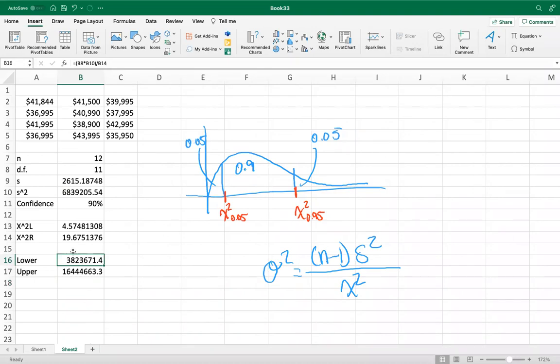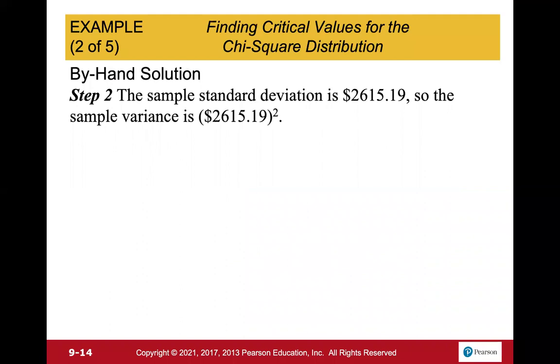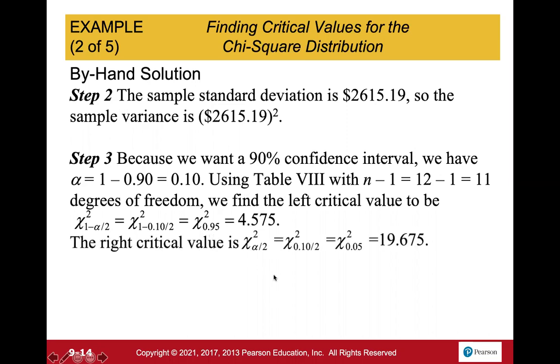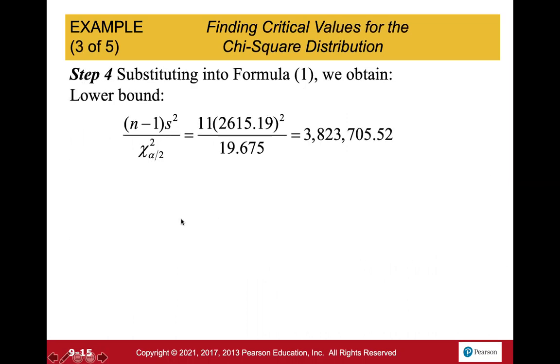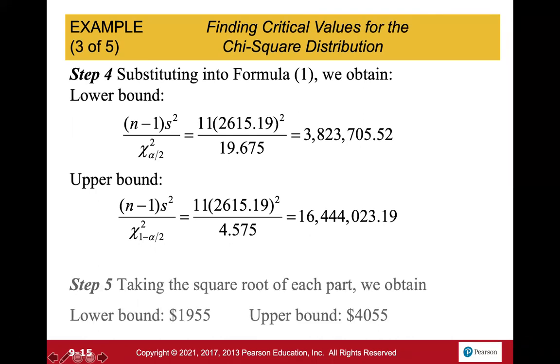This is for the variance. And let's check out what they got for variance. So here, sample standard deviation. We got this value here, 26,115, perfect. Sample variance is going to be 26,115 squared. And now because we want a 90% confidence interval, we have 1 minus 0.90, so 10%. They use this to find our chi-squared right, that's the right value, and our chi-squared left, the left value, the smaller one. And from there, we found our lower bound. So 3.8 million, yep. And the upper bound was 16.4 million too. All right, so this is for the variance.